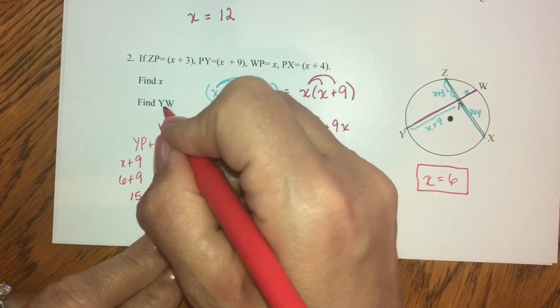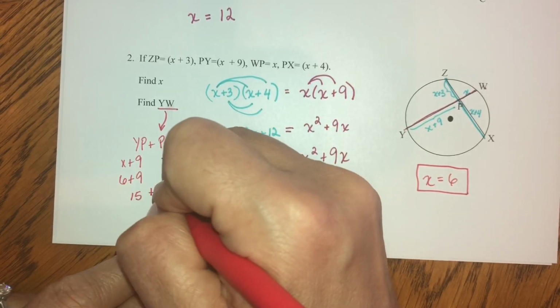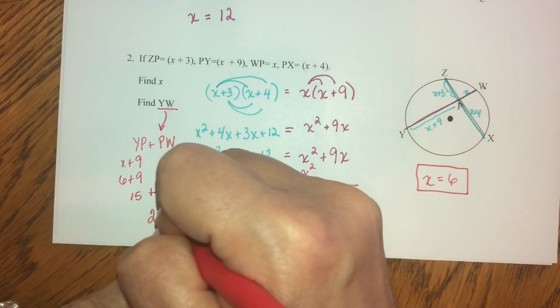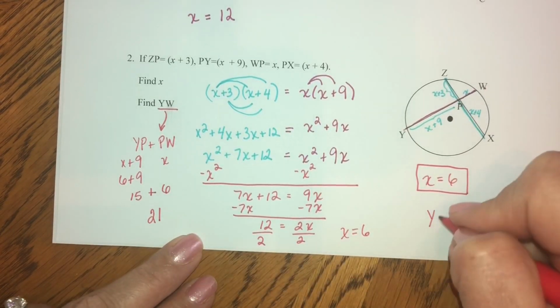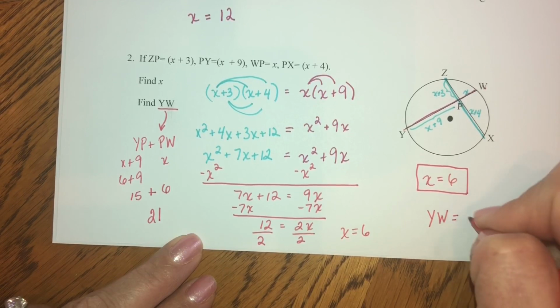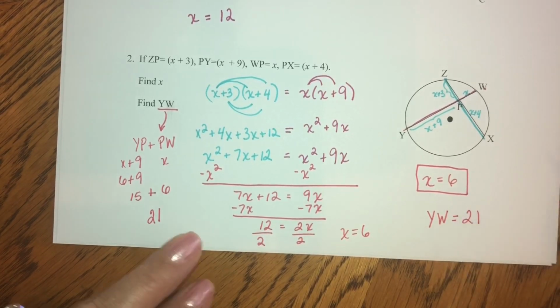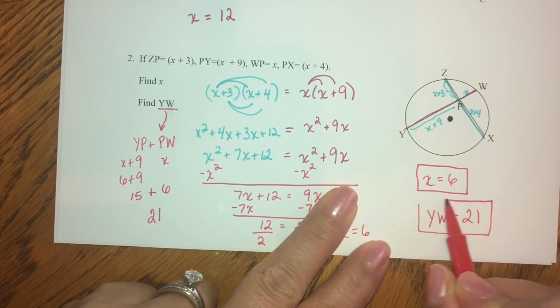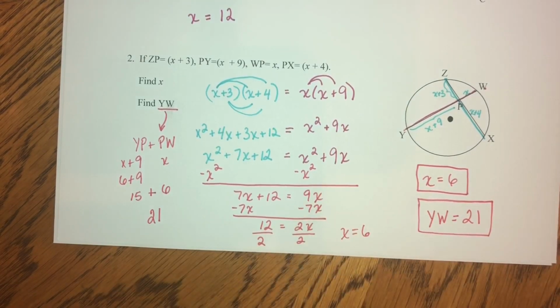And what am I going to do if I want YW? I have to add these together. So 15 plus 6, grand total of 21. So my second answer, second part to the problem, YW is equal to 21. And of course we would just leave these with the numbers because we weren't given units. If we were given inches or feet or meters or whatever, then we would label accordingly.